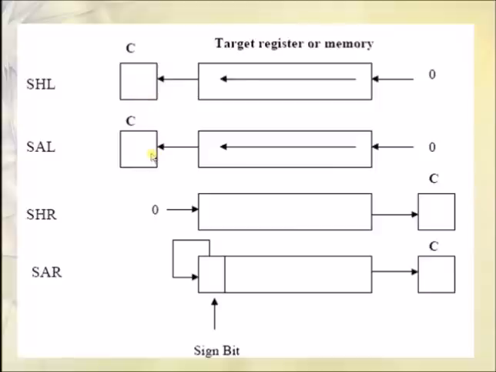Shift arithmetic left performs an operation similar to shift left. Shift right: the content inside the register or memory location is shifted towards the right side, the LSB is moved into the carry flag, and the vacated positions on the MSB side are filled with zeros. And shift arithmetic right, where the MSB is preserved initially, and from there it carries out the shift right operation.